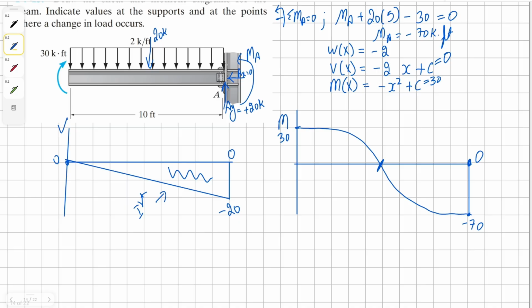So to find our point of intersection, we can set our moment to 0, and then we basically search for x squared, which is going to be the square root of 30. Square root of 30 is 5.477, and that's our point of intersection.